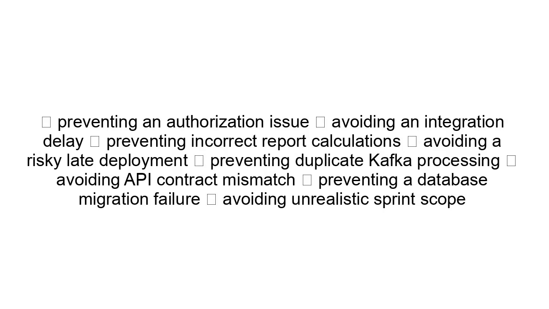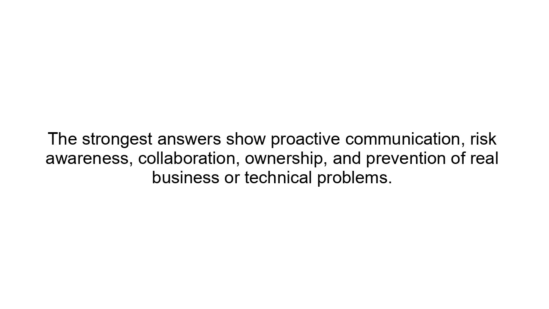Good examples include: preventing an authorization issue, avoiding an integration delay, preventing incorrect report calculations, avoiding a risky late deployment, preventing duplicate Kafka processing, avoiding API contract mismatch, preventing a database migration failure, avoiding unrealistic sprint scope. The strongest answers show proactive communication, risk awareness, collaboration, ownership, and prevention of real business or technical problems.